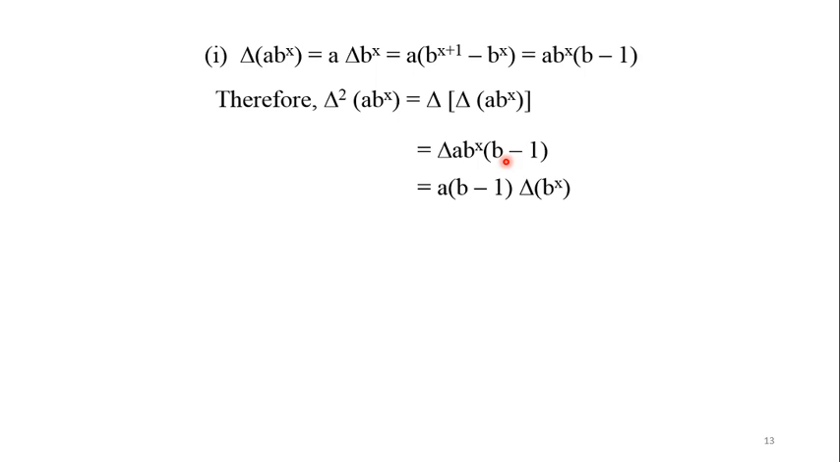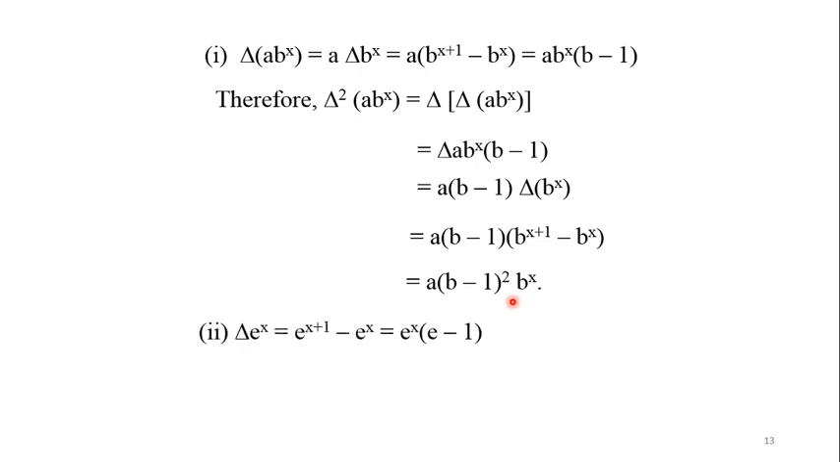Applying this for the second time, by taking the constant outside the forward difference operator, because it is a scalar with respect to the function, and b raised to x is the only function of x, you take the constant outside. Simply this gives you b minus 1 times delta of b raised to x, which is b raised to x plus 1 minus b raised to x. Again taking b raised to x common, you will get b minus 1 whole square into b raised to x.